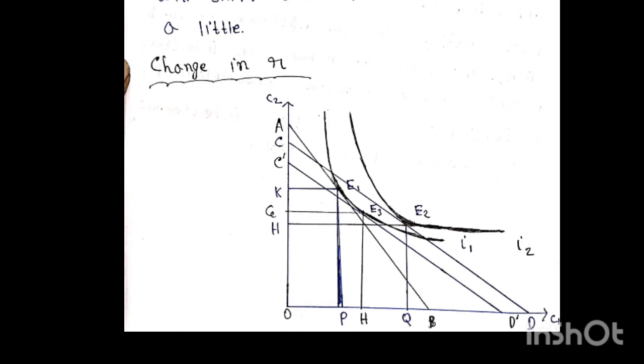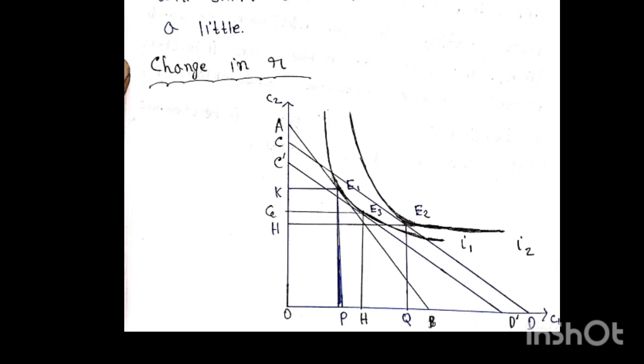But our budget line, when we are keeping the same indifference curve, is changing to C dash D dash, then our equilibrium is also changing to point E3. Now our present period consumption is OH, and our future period consumption has decreased to OG. Now what happens when we move to a new budget line CD?